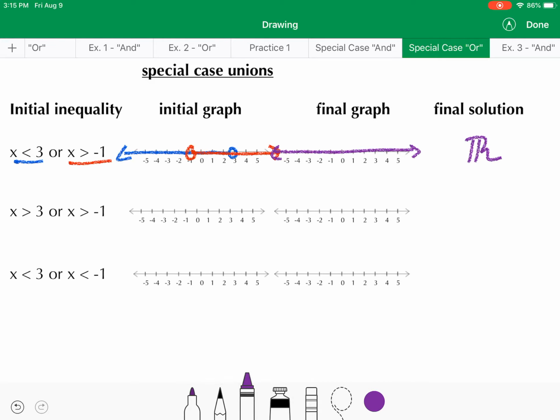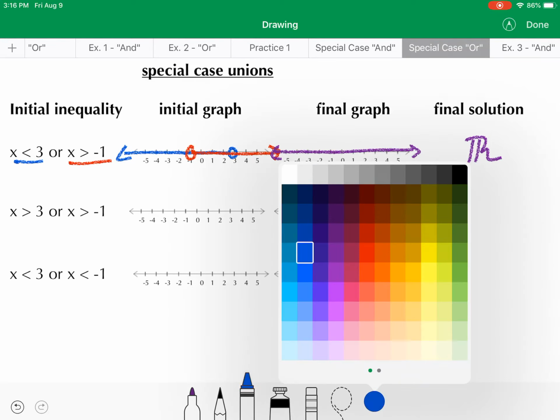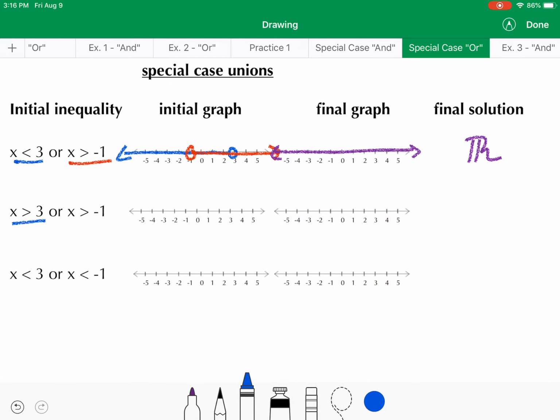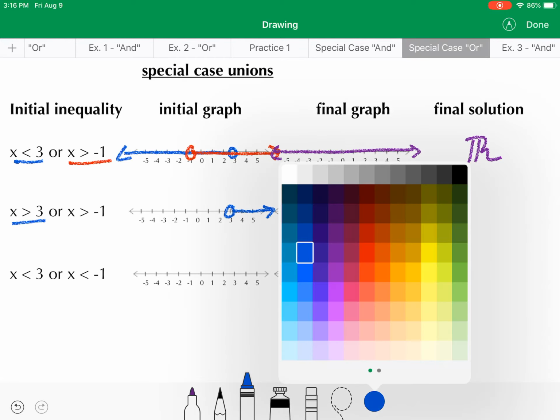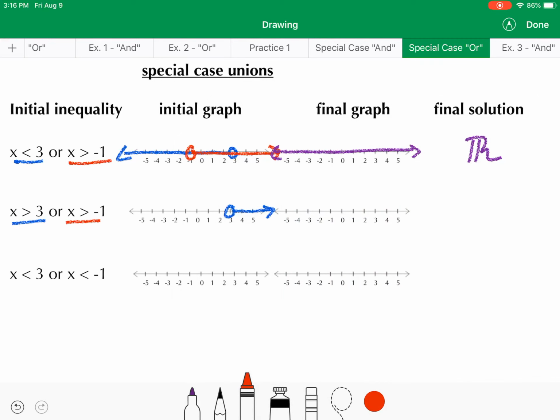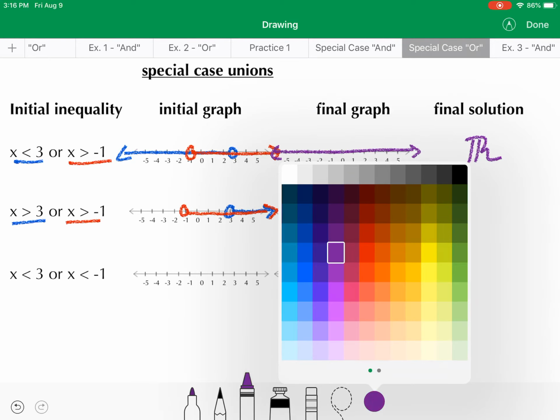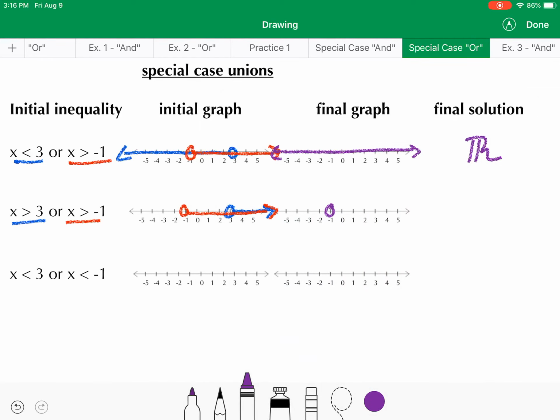Okay. X is greater than 3 goes to the right. X is greater than -1 also goes to the right. All right, now don't confuse this with the intersections, right? We're not looking for the intersection now, we're looking for the union of the two. So bringing those two together actually creates all numbers greater than -1.